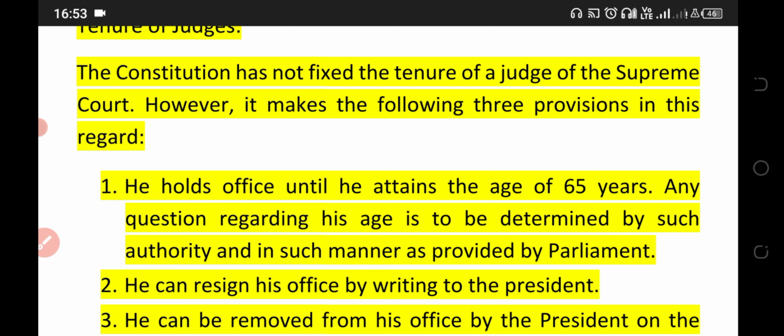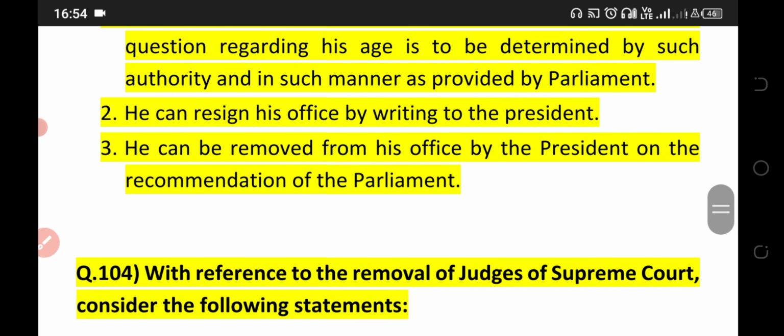However, it makes the following three provisions in this regard. He holds office until he attains the age of 65 years. Any question regarding his age is to be determined by such authority and in such manner as provided by Parliament. He can resign his office by writing to the President. He can be removed from his office by the President on the recommendation of the Parliament.